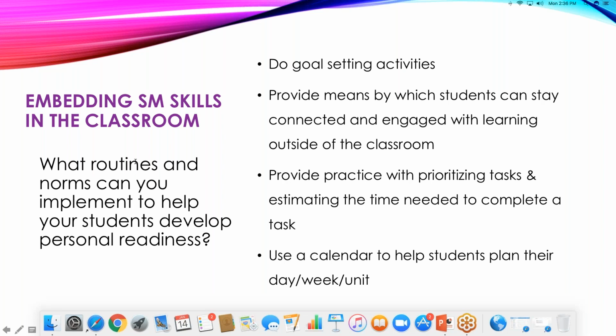Yeah, great. Does anyone have any other ideas about norms or routines you could embed or implement in your classroom that might help students develop their self-management skills? Things that we can do to help them work on their time management, prioritizing, anything like that. If you have more ideas, you can continue to chat them out.